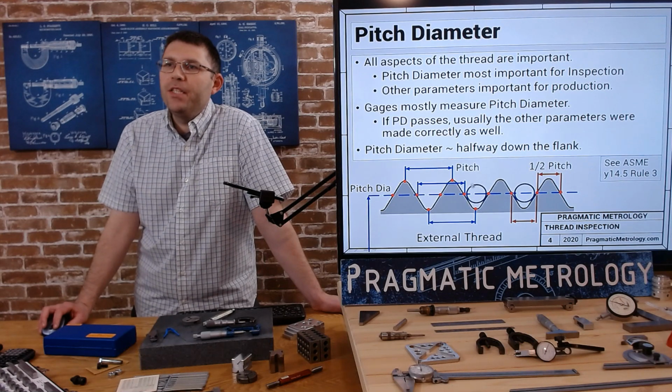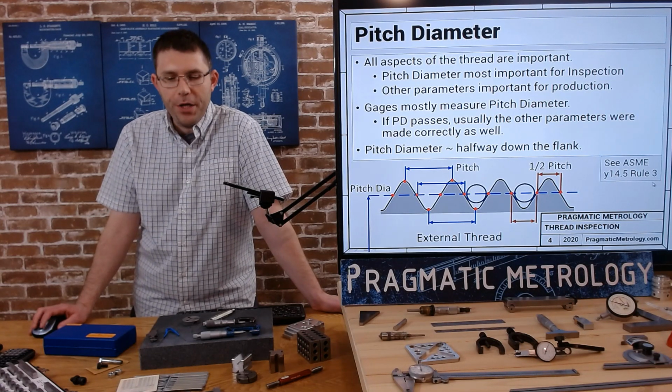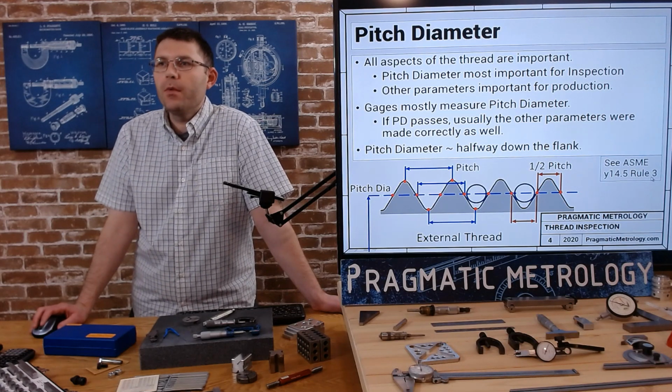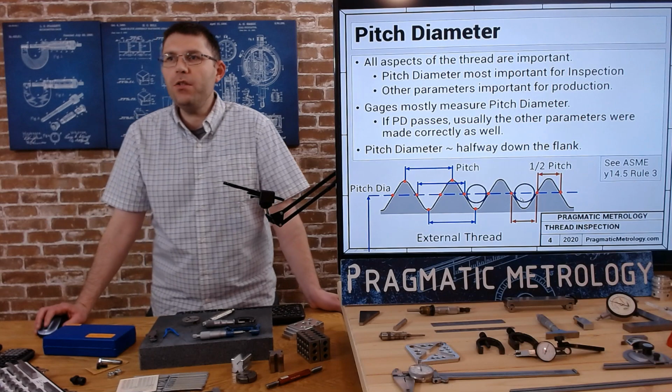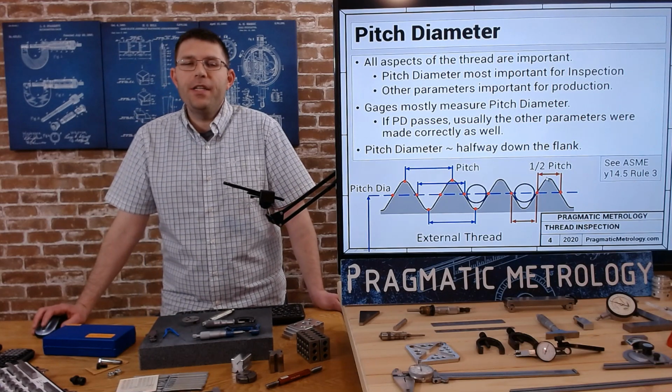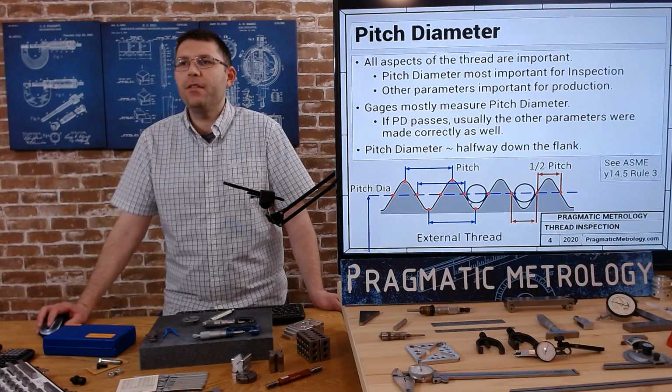So these are meant to represent like a cylinder sitting in that valley there, right at the pitch diameter. And if you read ANSI ASME Y14.5 Rule 3, they will go into a little bit more detail, but this is essentially it. Whether it's internal or external, it looks just like this. But for inspectors, we don't necessarily need to know this exactly, but it's nice to know what the pitch diameter is, because it's basically about halfway down from the peak to the valley.